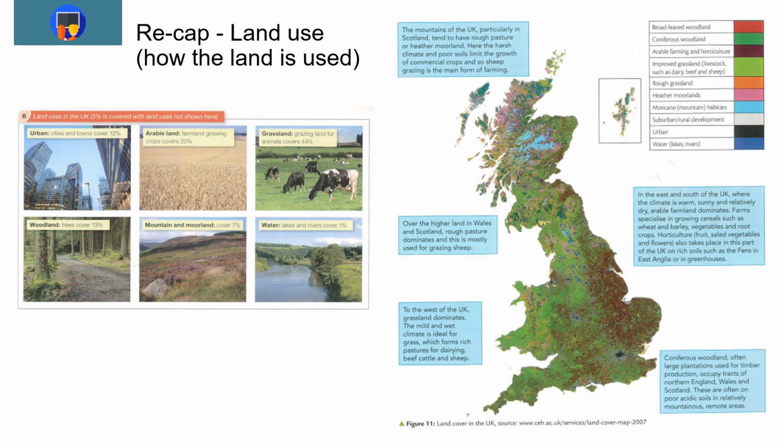Let's recap land use. Remember that word land use means how the land is used. So we said in the UK, 12% of the land is used for towns and cities, so 12% is urban. We said that 20% of the land use is arable, which means it's used for growing crops. We said that 44% of the land use was for grazing, so grazing cows and sheep. These are often found in our upland areas. We said 13% of the UK is woodland, 7% is mountainous moorland areas, and 1% is our lakes and rivers.